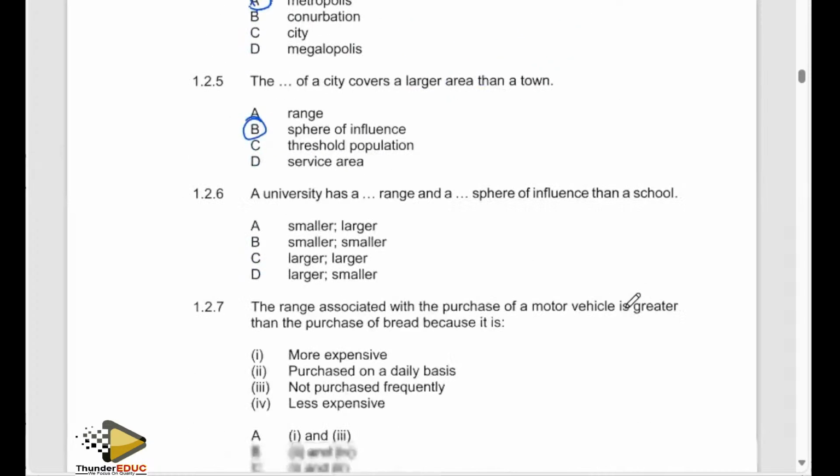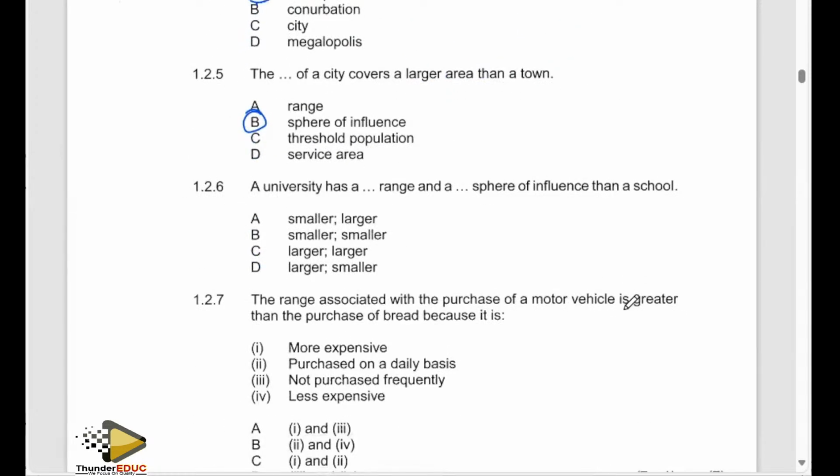Question number 126. A university has a dash range and a dash sphere of influence. I think you understand the concept of the range of goods. When we're talking of the range of goods, we're looking at the distance that a customer is prepared to travel to get access to a good or a service. A university is a high order service. So definitely for a high order service, people are prepared to travel longer distances to acquire the service. So it must be a larger range for that matter.